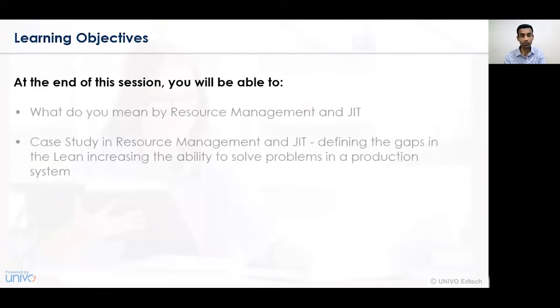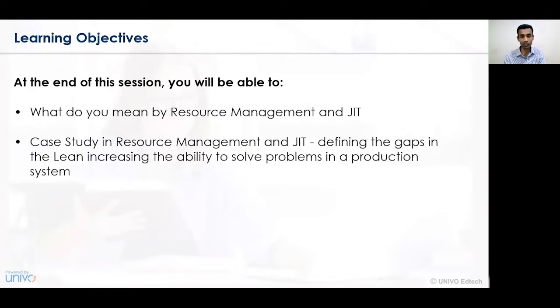The learning objectives. At the end of this particular session, the learners will be able to understand what we mean by resource management and JIT, that is, just in time, and a case study in resource management and JIT, that is, defining the gaps in lean, increasing the ability to solve the problems in your production system. Now let's begin with our learning.